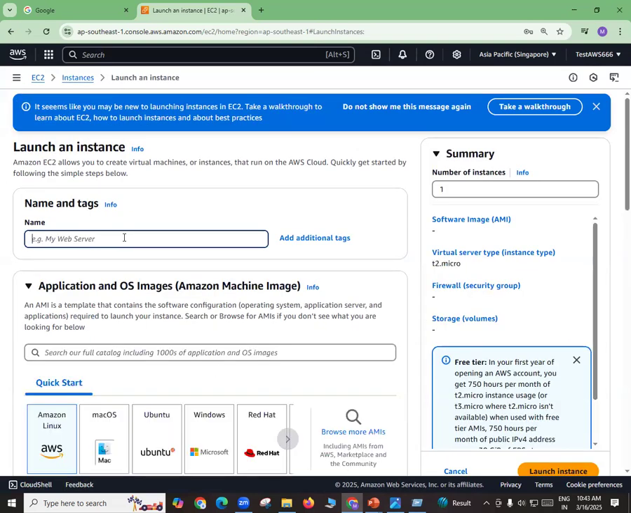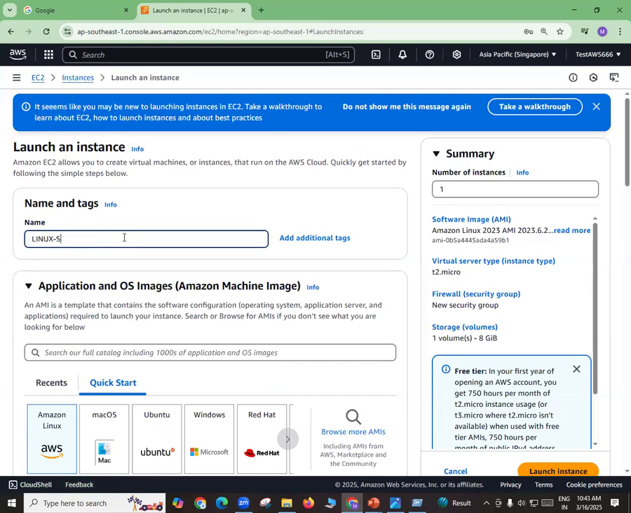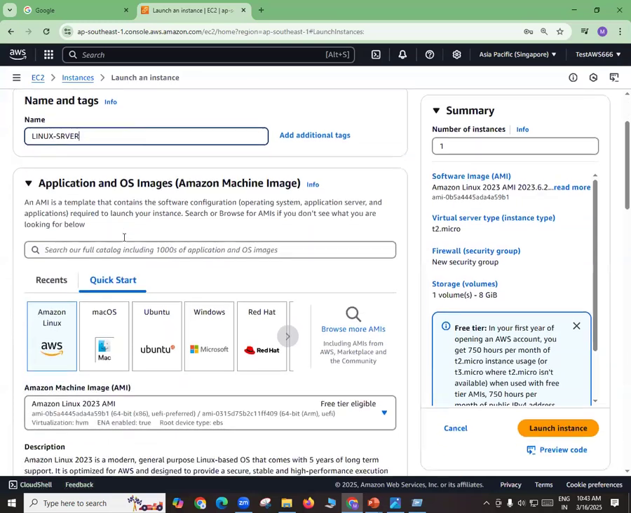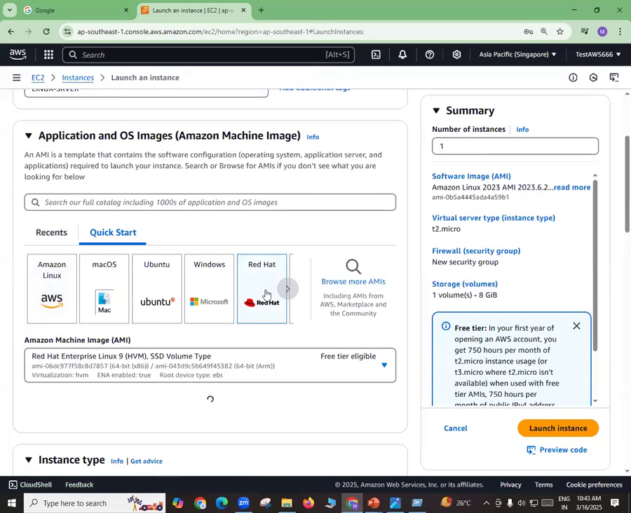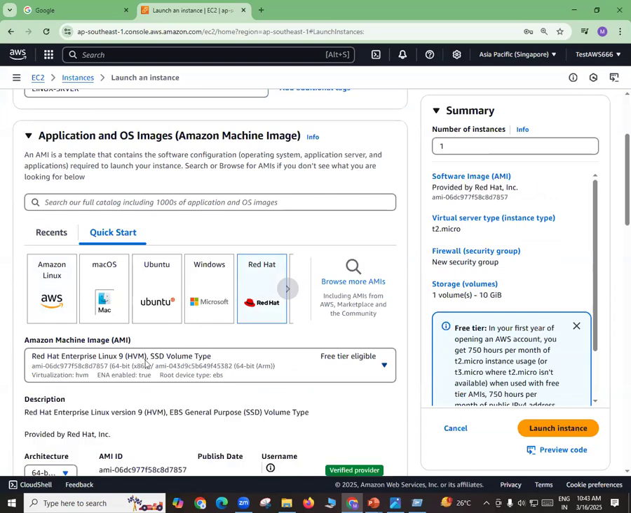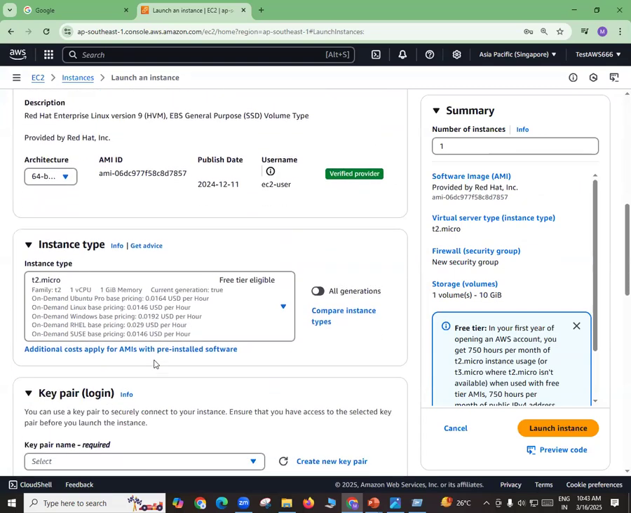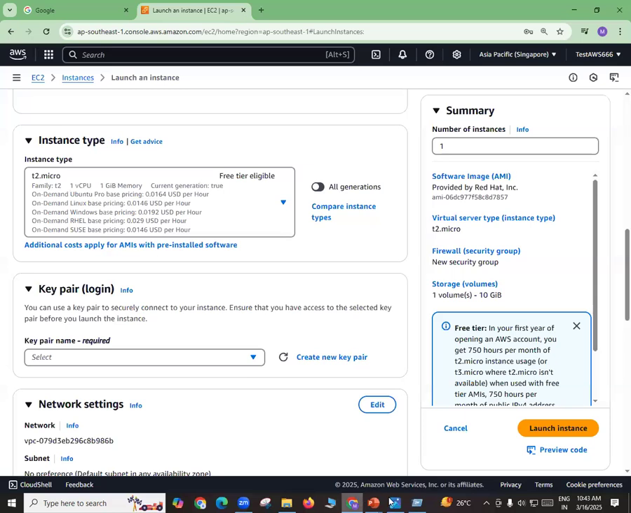So I'll say Linux server. See, I can select Red Hat Linux here. Can you see this is Red Hat Linux version 9? We are learning version 9, the latest version. I'll come down and select some hardware. Can you see here, it says free tier eligible. It means this machine is free, where we have one processor and 1 GB RAM. That's more than enough. So I'll go with this free tier eligible.